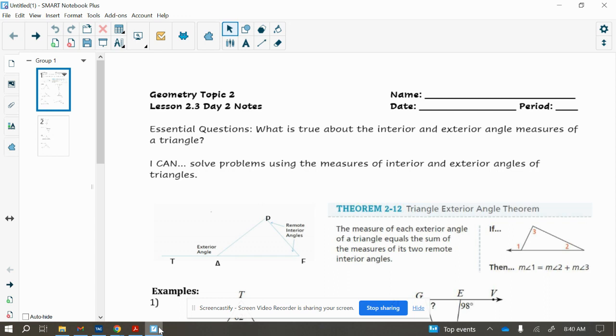Everyone, and welcome to lesson 2.3, day 2. Today we are going to talk all about the exterior angle theorem.